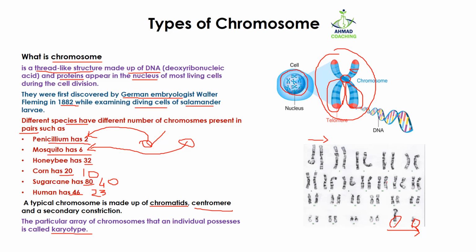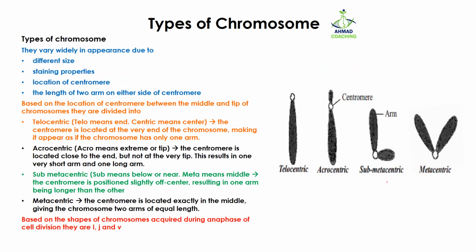Coming towards the types of chromosomes, chromosomes can be divided based on their appearances, and these appearances might be due to different size, staining properties, location of the centromere, and the length of the 2 arms on either side of the centromere. So based on these properties, you can divide chromosomes into different types.